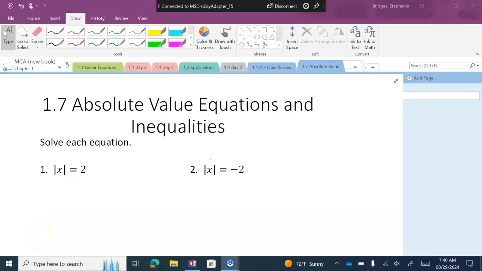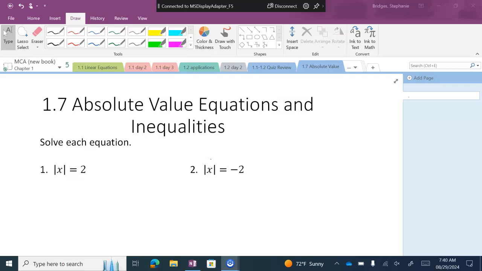All right, so first of all, let's talk about absolute value. What is absolute value? It is the distance from 0 to a number, yes. So when we're thinking about a number line, the absolute value of a number is how far it is away from 0.